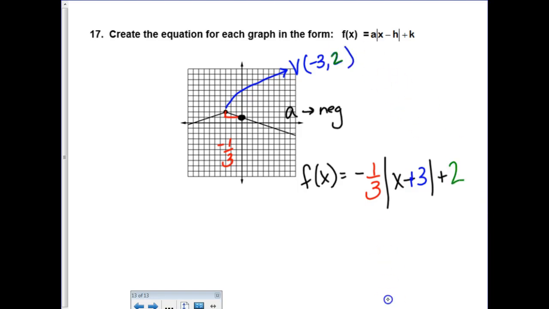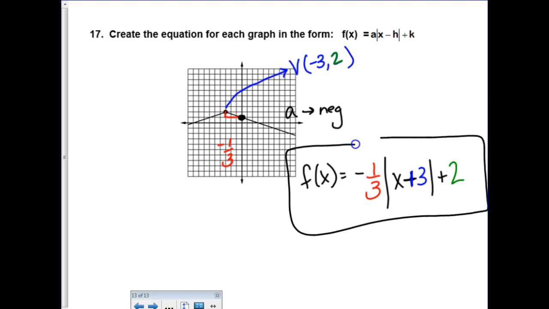This guy here. Okay. Sorry, that looks really ugly. Let me try to fix my writing a little bit. I think I'm making it worse. There we go. All right, so there's your absolute value function.